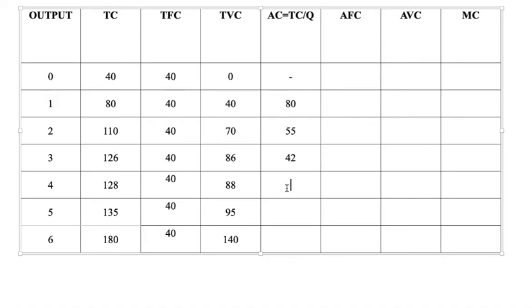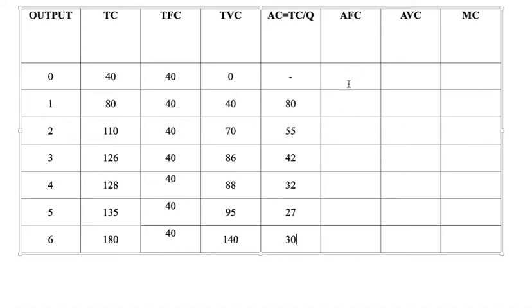128 divided by 4 is how much? It is 32. Then we have 135. 135 divided by 5 is how much? It is 27, right? Then we have 180 divided by 6 is how much? It is 30. Fine.